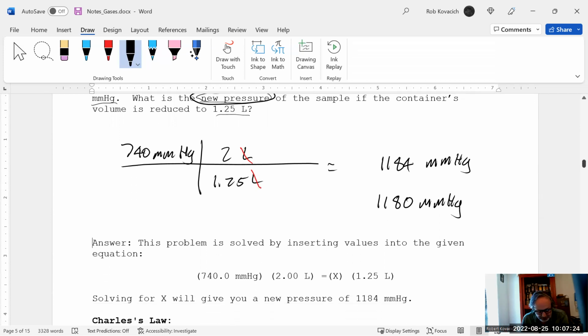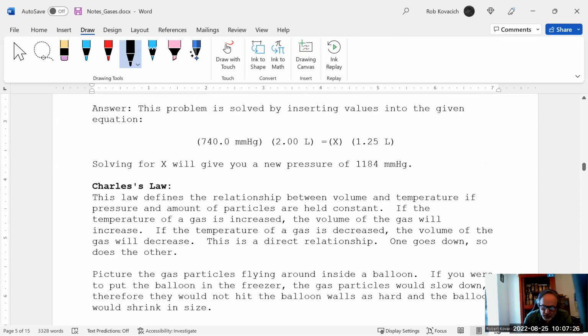All right, so the next one is called Charles' law. So again, we've got P, V, T, and N. And this time we're going to have a relationship between volume and temperature. So we're not going to allow the pressure to change, and we're not going to change the number of gas particles inside the container. Okay.